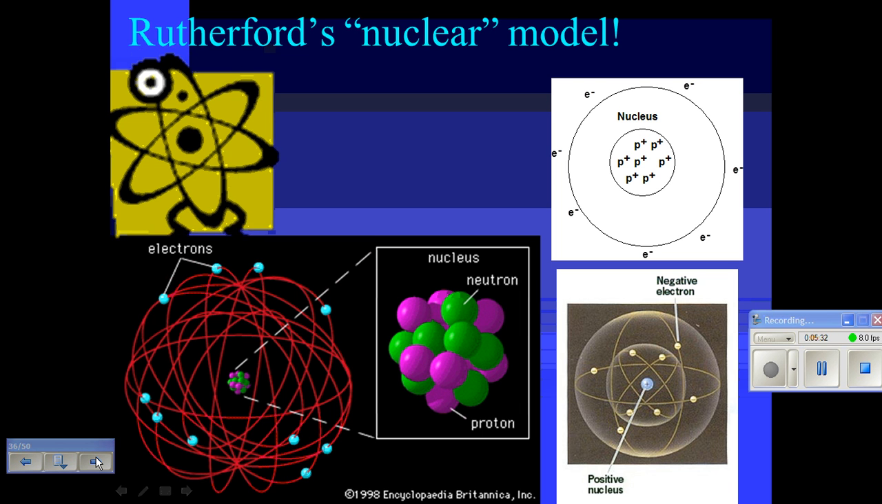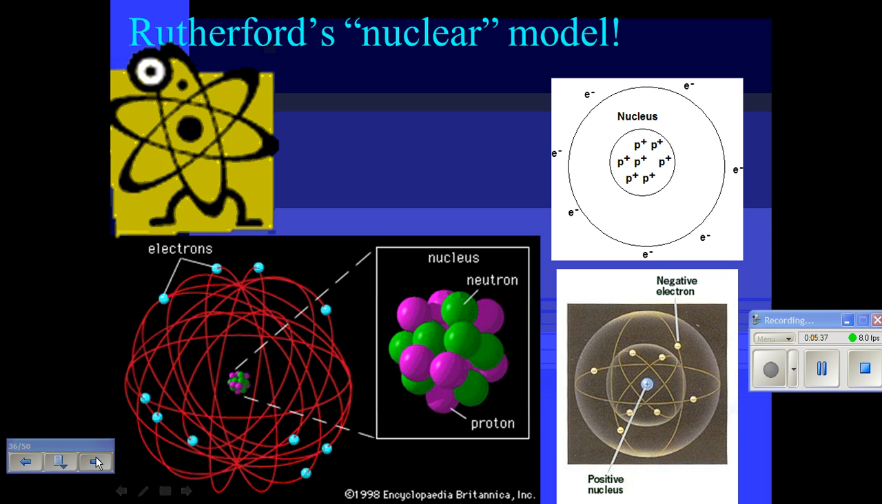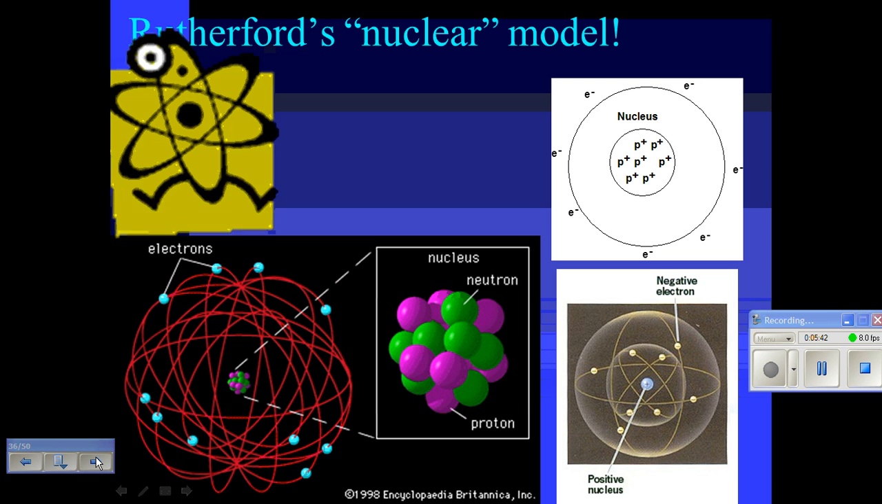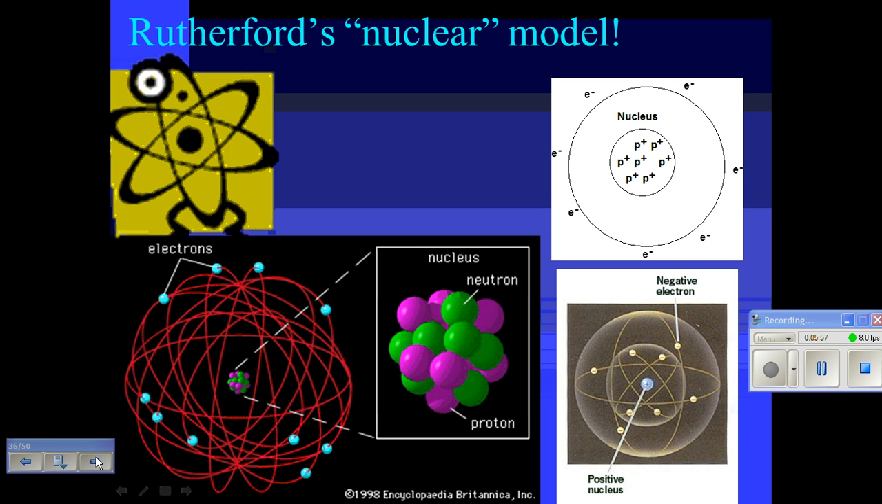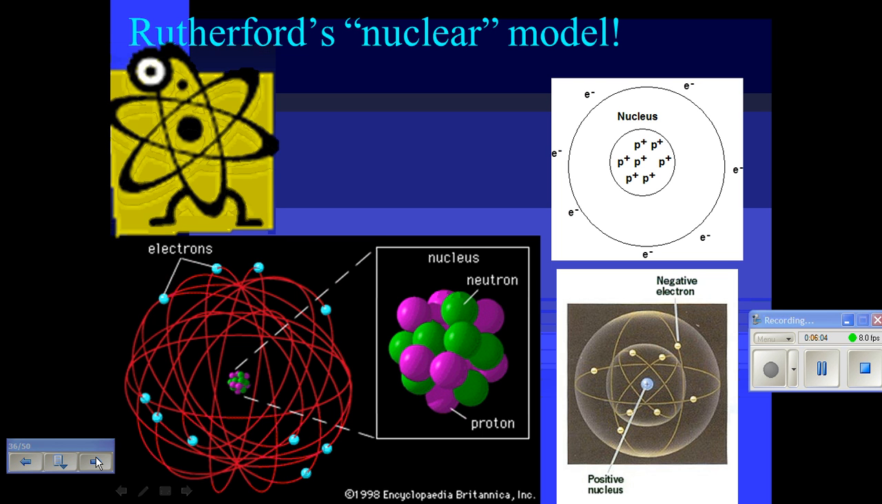This is when the model changed and it became the nuclear model. So it now has a nucleus with protons in the center and the electrons on the outside. If we look at this model, it makes us question though, okay, Ben Franklin's already shown us that like charges repel. So if all of the positive particles are in the nucleus, right by each other, they should just repel off of each other and the atom should explode and it shouldn't exist.